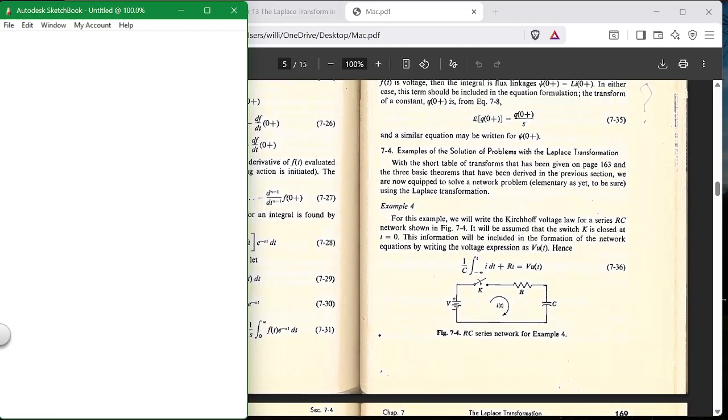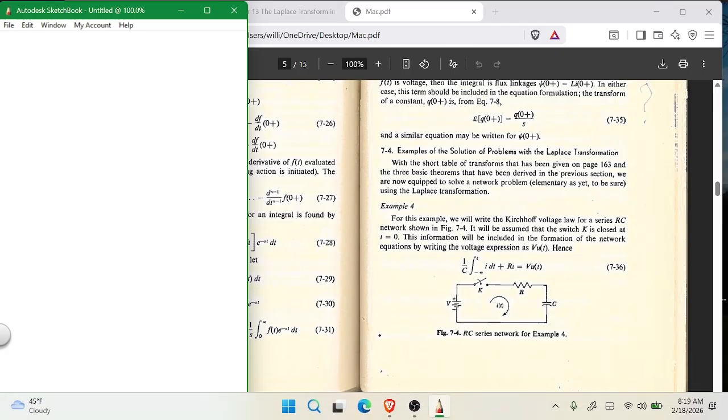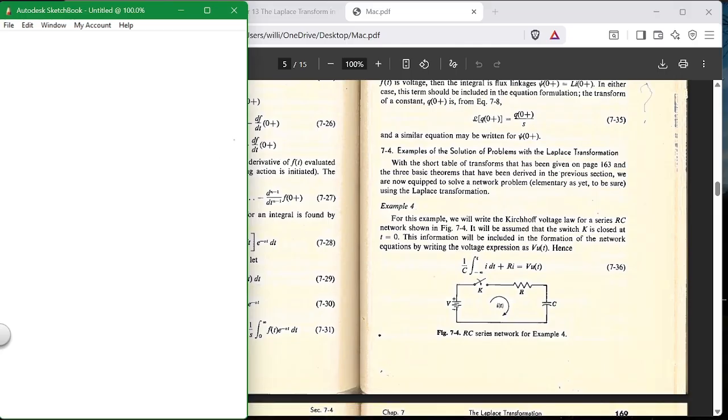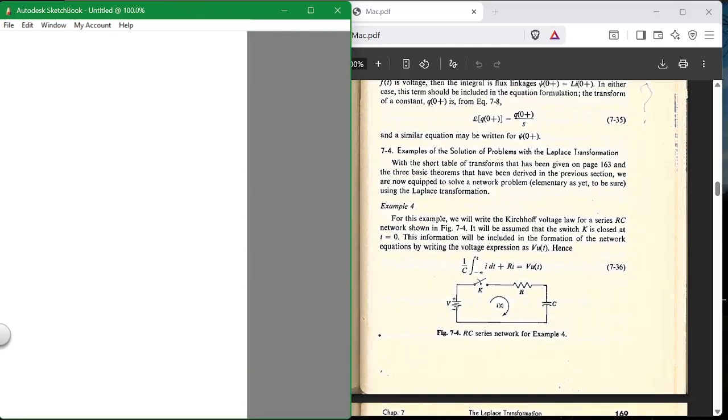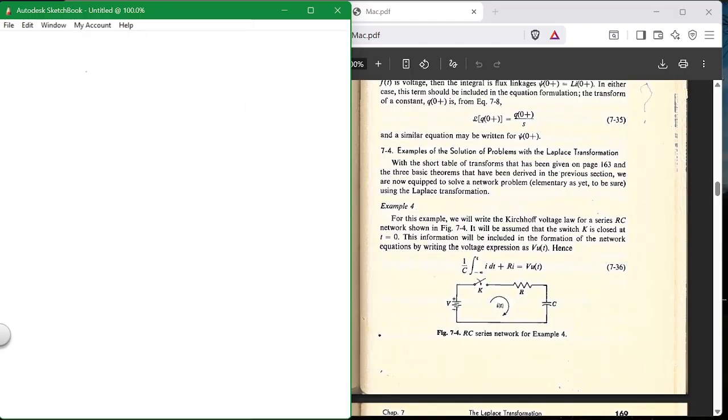Okay, so what you write is the equation so you can do a general analysis. You can find any voltage or current in any circuit this way. It doesn't matter. You don't have to look for special conditions. So basically what you have to do here is you have to say this.